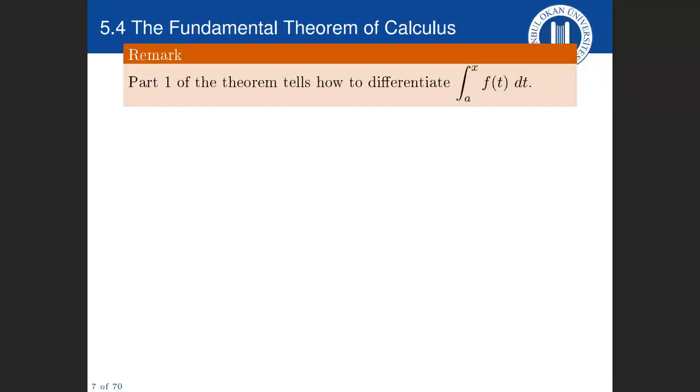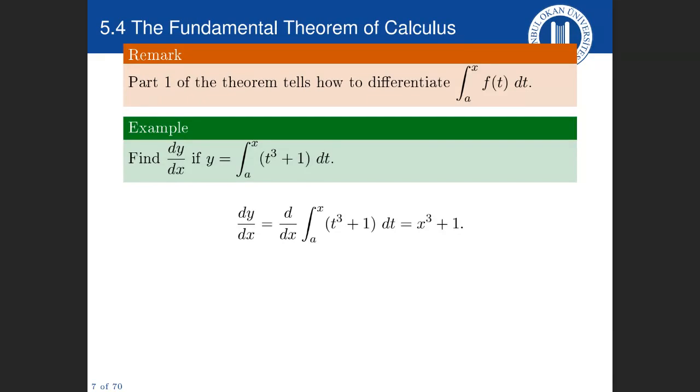Part 1 of the theorem tells us how to differentiate an integral. If we have an integral from a to x of f of t dt, and we want to differentiate this with respect to x, we use part 1 of the fundamental theorem of calculus. So, for example, you might be given a question something like this. Find dy/dx if y is the integral from a to x of t cubed plus 1 dt.